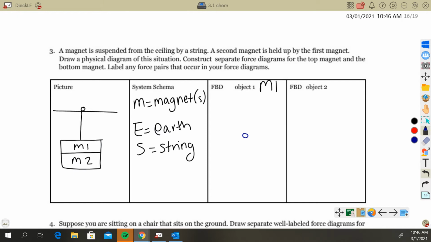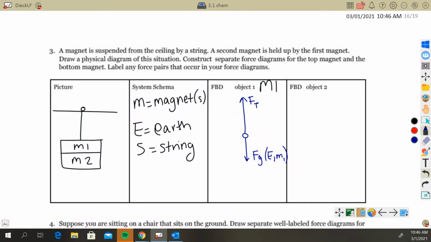Gravity, okay. We got force of gravity. Who is dealing that force? Who is feeling it? Okay, so we've got Earth dealing, magnet 1 feeling. What about another force that we would be experiencing? Tension. What direction is tension going to go? Up. Very good. Our force of tension.